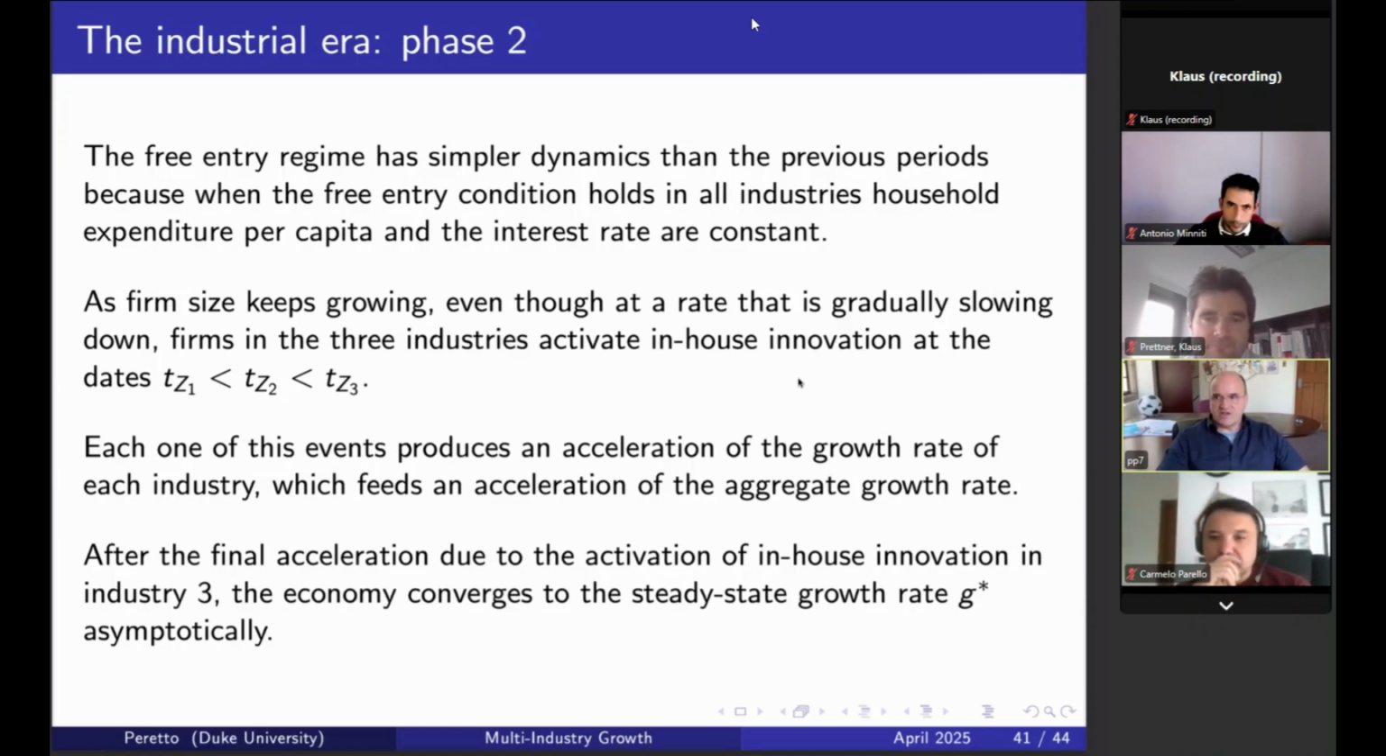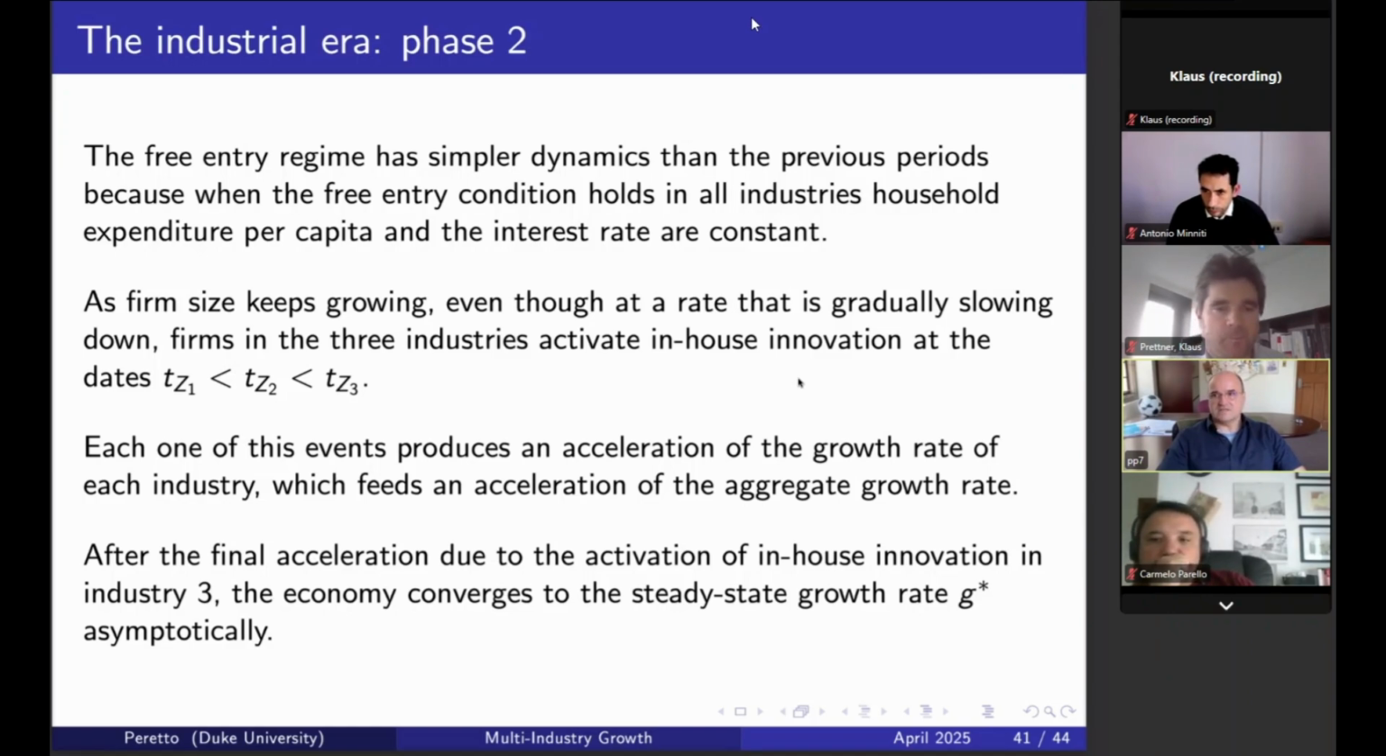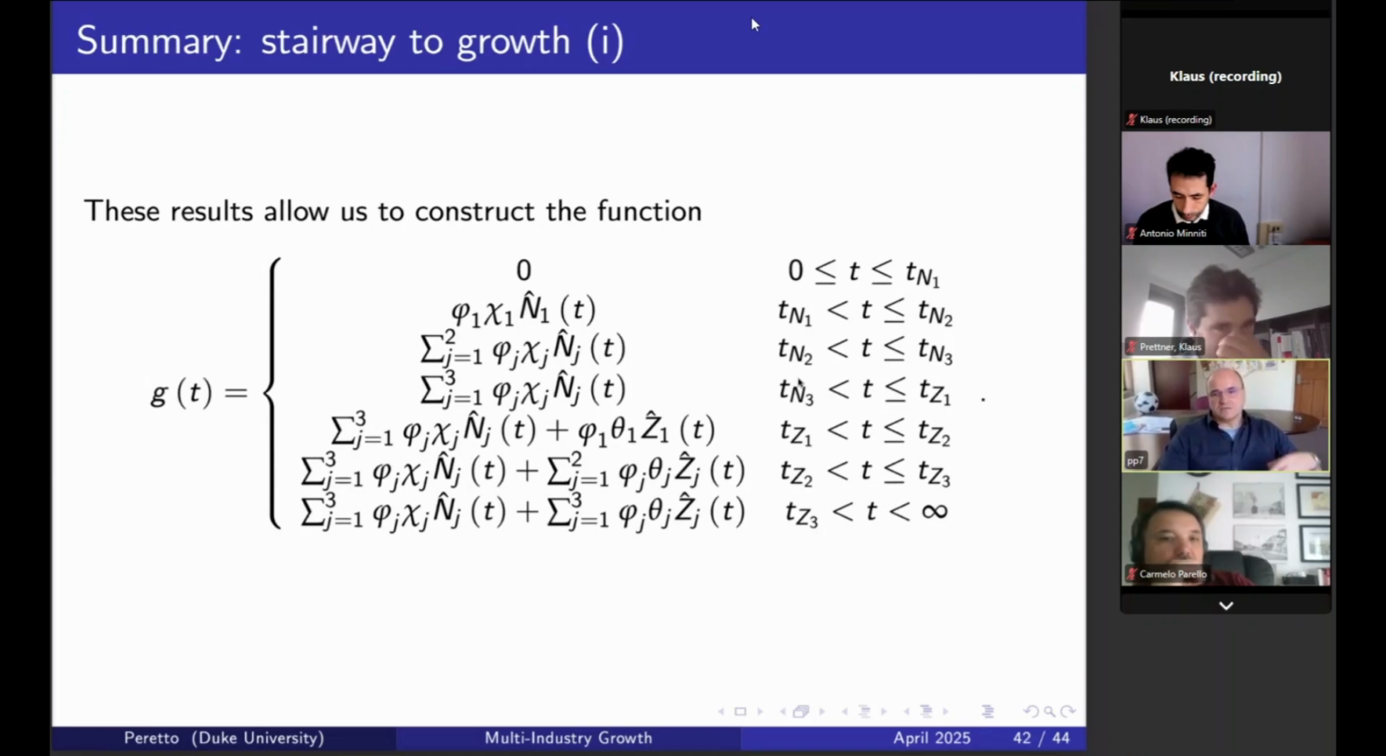Every time you have an activation, you have an acceleration of the economy's growth rate, because yet another component of your economy, yet another industry, is now growing faster than before because of this event that I call activation. Okay, so that's what's happening here. So mathematically speaking, the growth function as a function of time, because it's easier to write things as a function of time in this exercise, you go through this cascade.